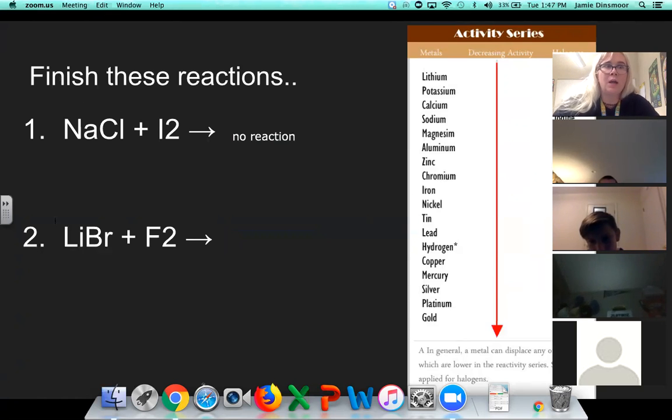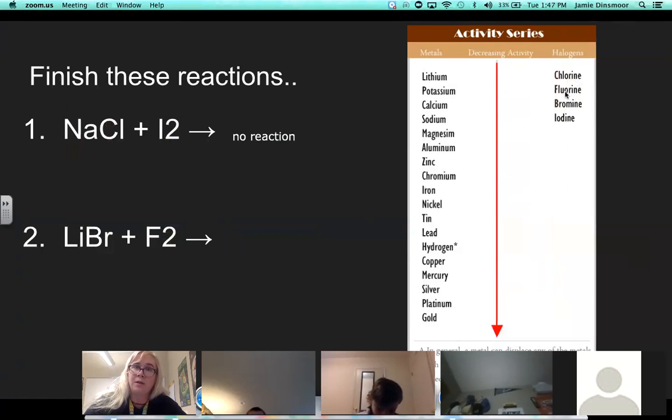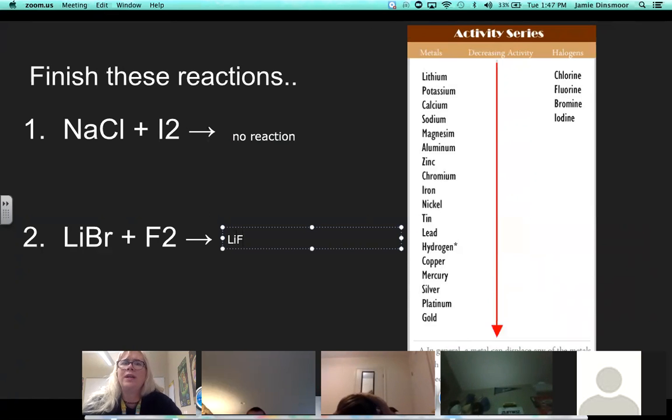So Logan's saying fluorine will replace bromine. Well, I agree. Looking at the activity series, fluorine is above bromine, meaning fluorine's more reactive, so fluorine will replace. So would our final products be what Logan has here? Yes, lithium fluoride. Do we need 2 fluorides with that lithium would be my question.